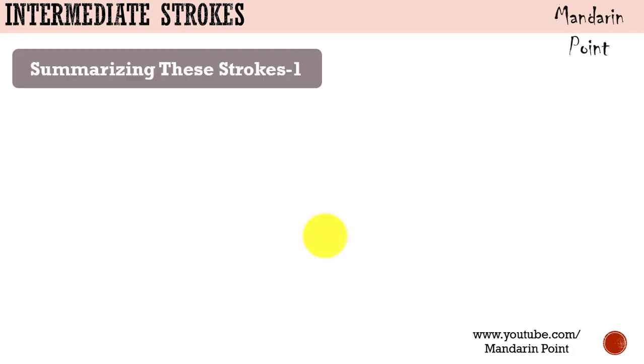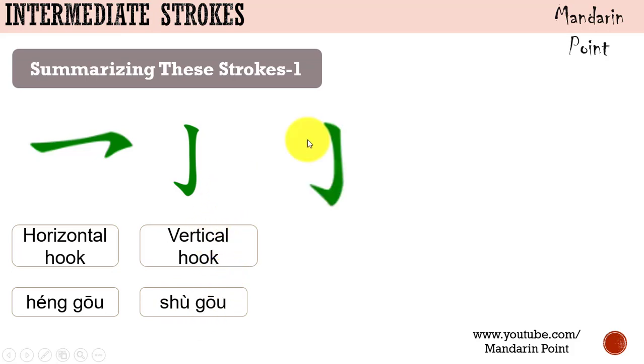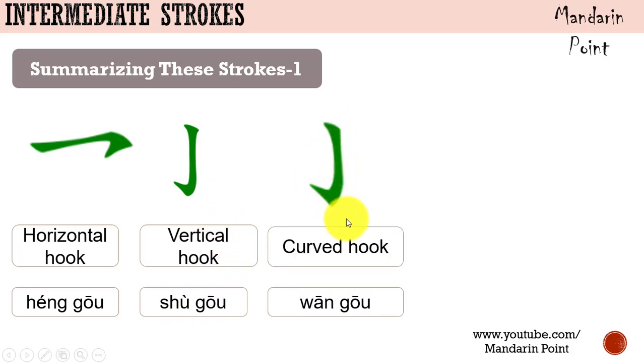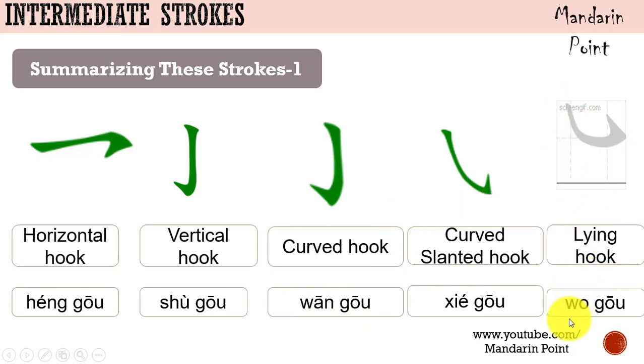Before proceeding towards the next stroke, let's summarize these strokes with a hook at the end. Horizontal hook, vertical hook or shu gou, a curved hook, but this time this curve is actually falling towards the right and the hook is at the right side, while for this curve the hook is on the left side. So you must be able to differentiate these two, this xie gou and this wan gou. And the last one was lying hook, and we call it wo gou.